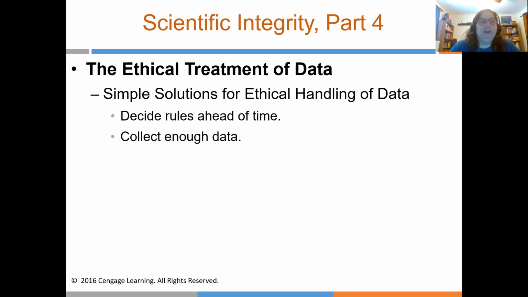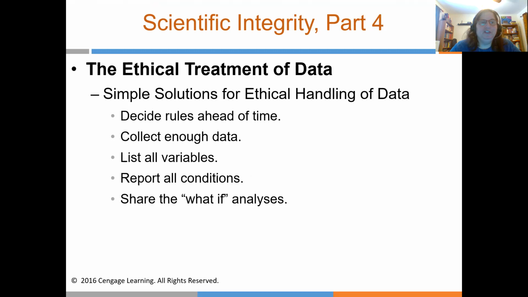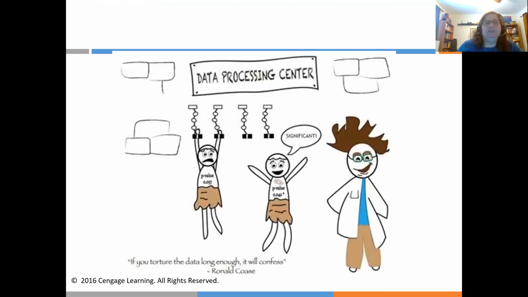Decide rules ahead of time, collect enough data, list all the variables, report all the conditions, share the what if analyses. So, I mean, we talked about some of this last semester, like, what if we have someone and we're not sure if they are an outlier or not? Well, let's report it both ways. Okay. Clearly state covariates, right? What am I covarying out here? Okay.